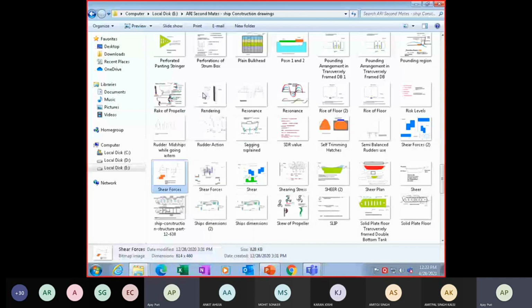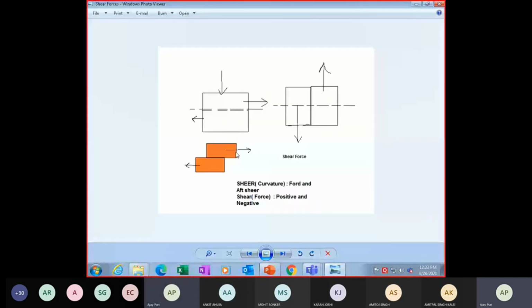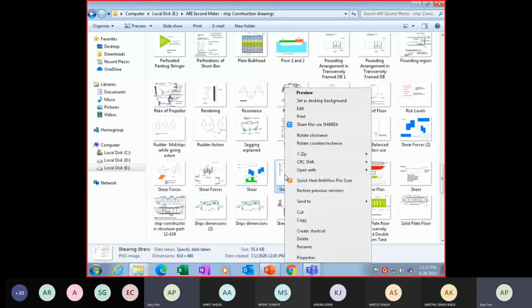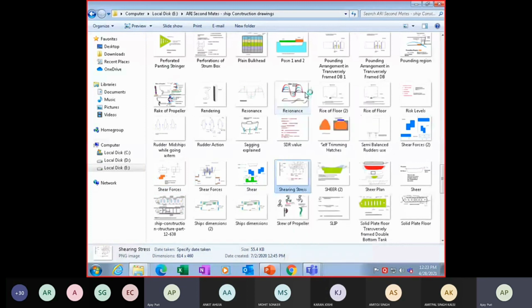So shear can occur axially, or athwartships, or sideways, or top to bottom. Bending moments you'll be doing later in your stability.